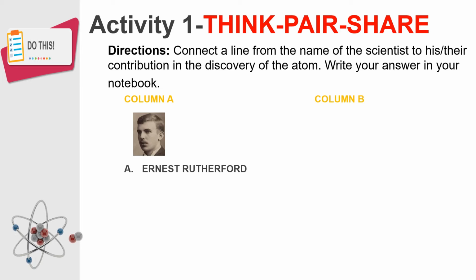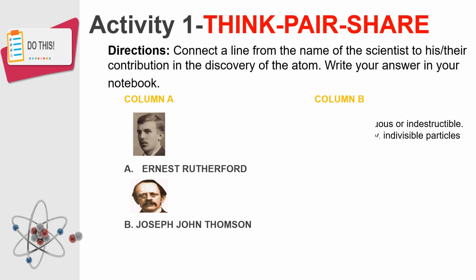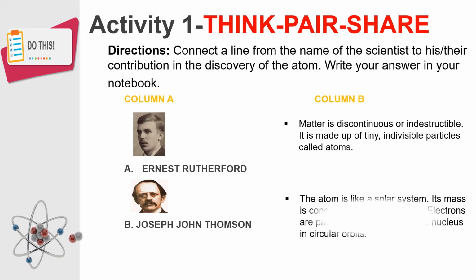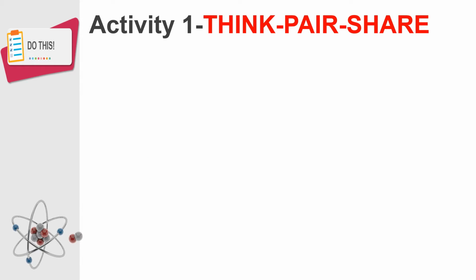We have A. Ernest Rutherford. We have B. Joseph John Thomson. For the column B, we have matter is discontinuous or indestructible. It is made up of tiny and indivisible particles called atoms. The atom is like a solar system. Its mass is concentrated in the nucleus. Electrons are particles moving around the nucleus in circular orbits.